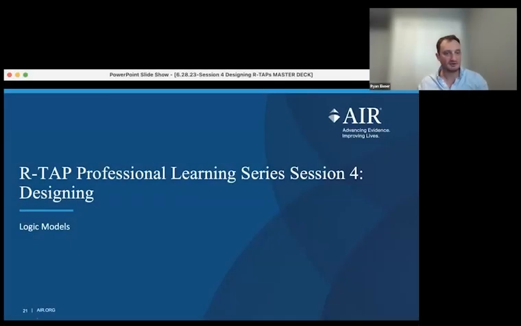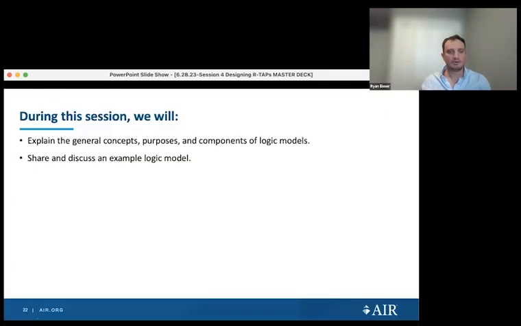Setting up a logic model is very important at the beginning of your project, but also revisiting it over time and making sure that it aligns with the way that your work has been evolving. We will be explaining the general concepts, purposes, and components of logic models, and then we'll share and discuss a sample logic model that we think would align to an apprenticeship program.